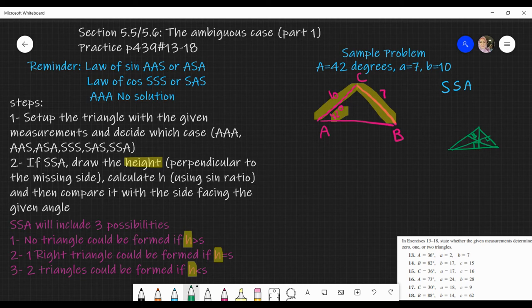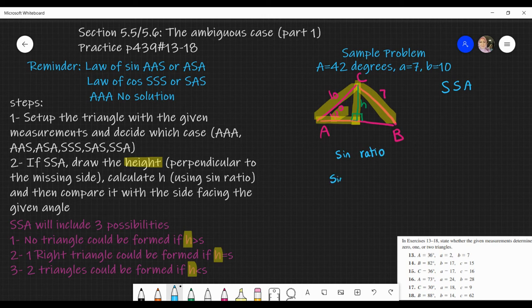Now, we don't need to draw all three. We just need to draw the height that is perpendicular to the missing side. So I'm missing this side. I'm going to draw the height that is perpendicular to this missing side. And the height is perpendicular to the side, so that's why I put that 90-degree angle. And then what do we do after? And what does it have to do with the height? So we need to calculate the height. To calculate the height, we're going to use a right angle triangle. So I'm going to use this highlighted triangle, and it's a right triangle. So I'm going to apply the sine ratio to solve for the height.